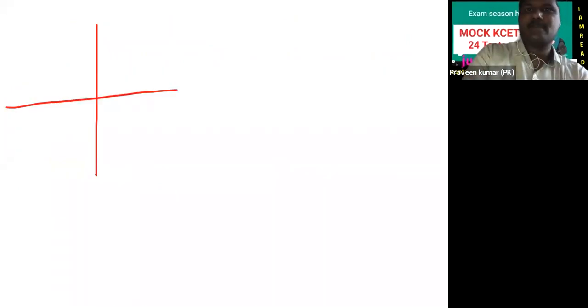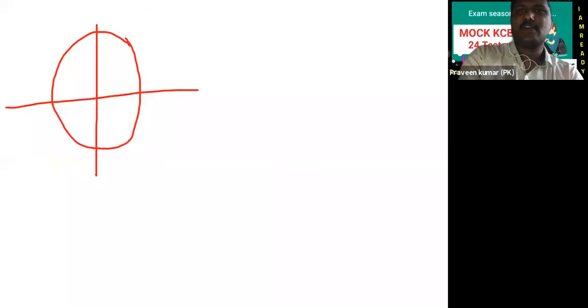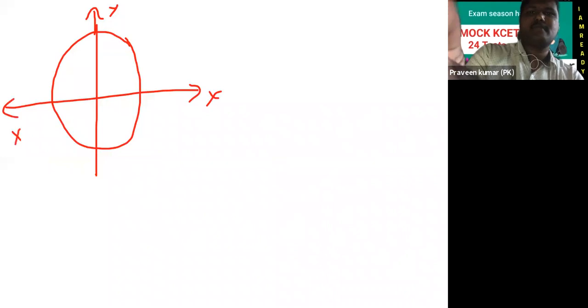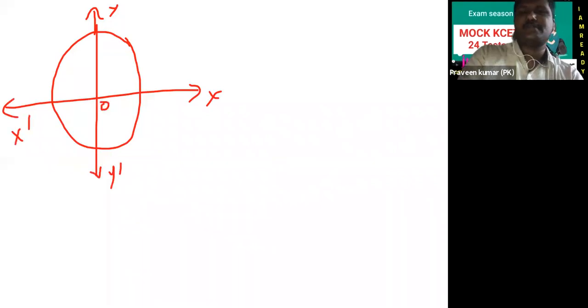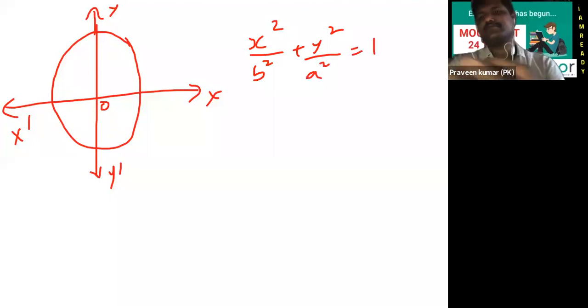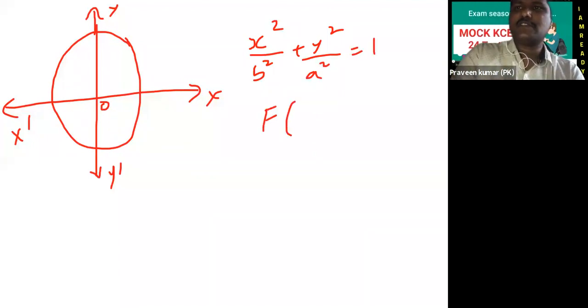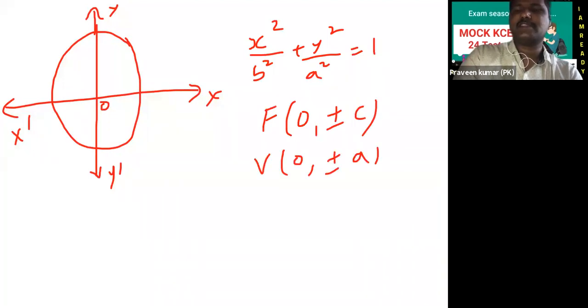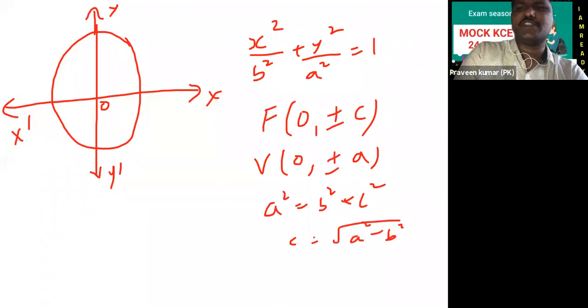Now suppose the ellipse is like this, on the y-axis. Then what are the formulas with the origin? X square by b square plus y square by a square equal to 1. Focus is 0 comma plus or minus c. Vertex is 0 comma plus or minus a. A square equal to b square plus c square is common. C is equal to root of a square minus b square is also common. That is no change, okay.